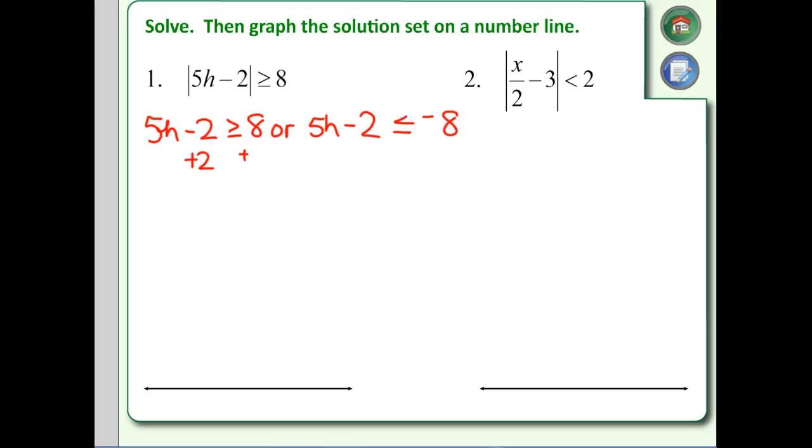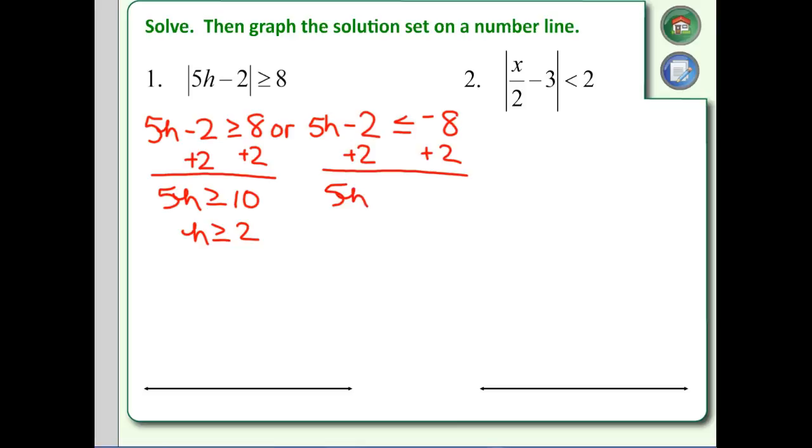So we're going to add 2 to both sides in the first inequality. So we've got 5h is greater than or equal to 10, and then h is greater than or equal to 2 when we divide by 5. We're going to do the same thing on the other side. We're going to add 2 once again. And this time we're going to get 5h is less than or equal to negative 6. This time we're going to get a fraction, but that's okay. We've got negative 6/5.